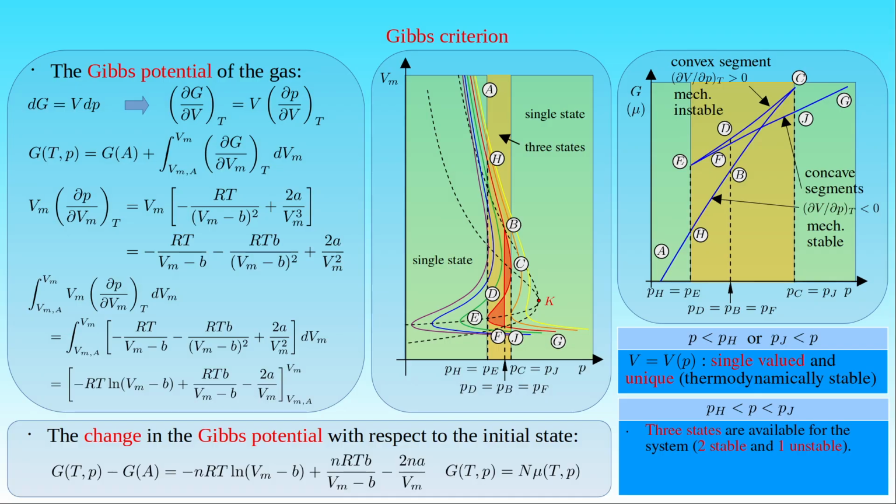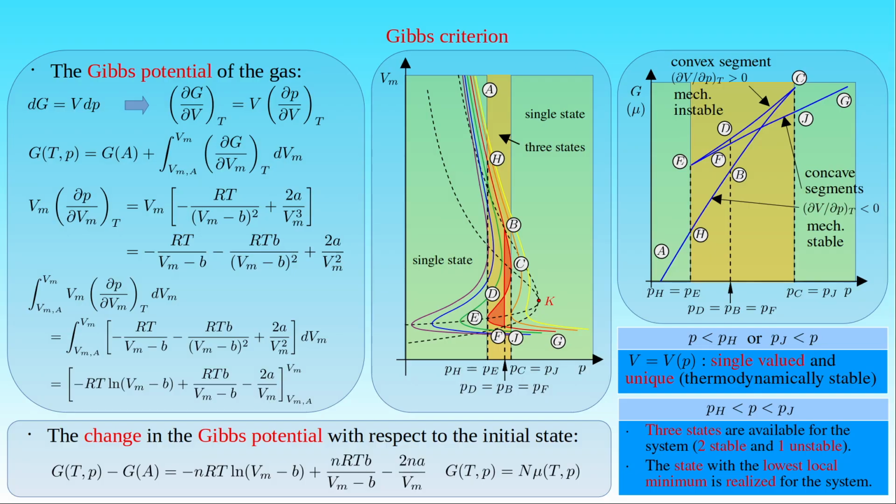Any state on the convex segment, for example the state D, is unstable, but the Gibbs potential has local minima for the corresponding states B and F at the same pressure on the concave segments. Whether the system actually selects the state B or the state F depends on which of these local minima of the Gibbs potential is lower. As seen in the plot, the medium has lower free enthalpy in the state B. Thus the state B is realized as a true physical state for the given pressure and temperature.